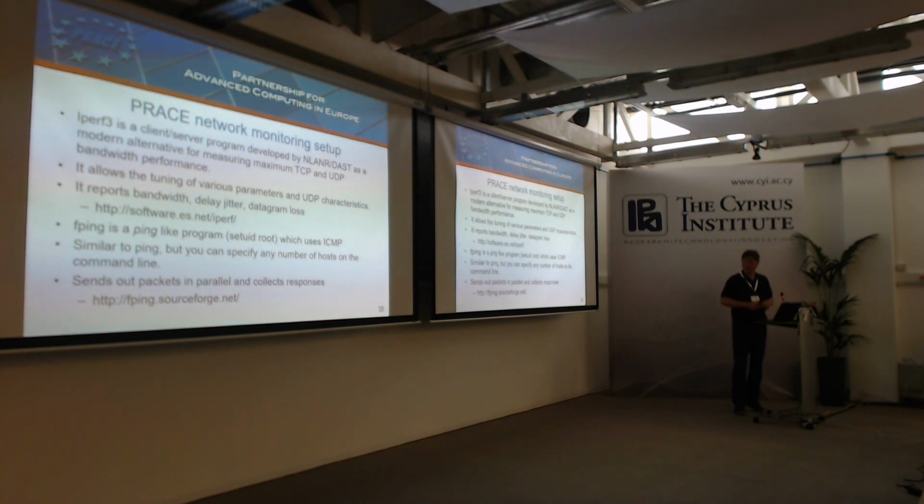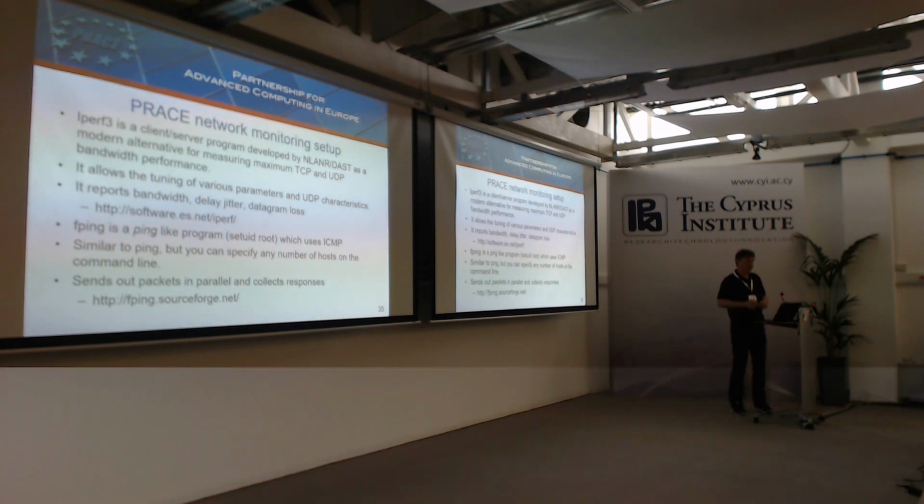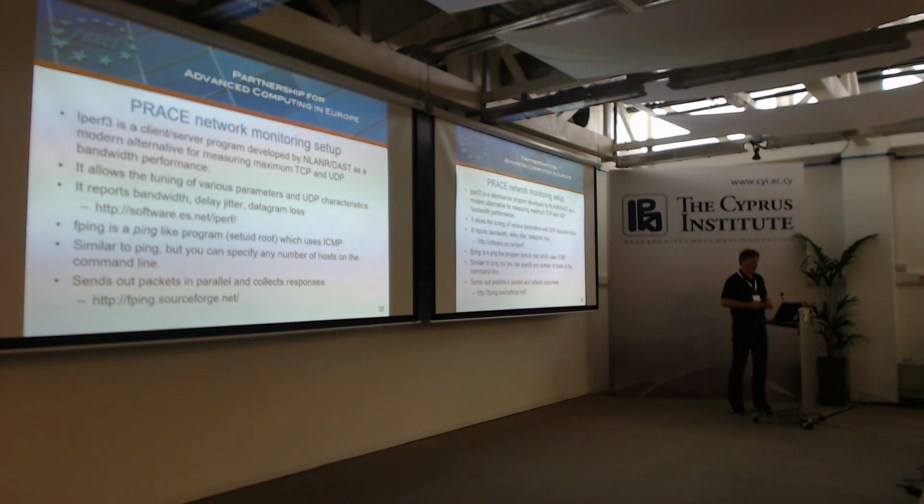HiCurve 3 is a client-server program developed by NRDAST, a modern tool for measuring maximum TCP and UDP bandwidth performance. It allows the tuning of various parameters and UDP characteristics. It reports bandwidth, delay, jitter, datagram loss, and you can get the new version here. FPING is similar to the PING program, which uses ICMP at the end.